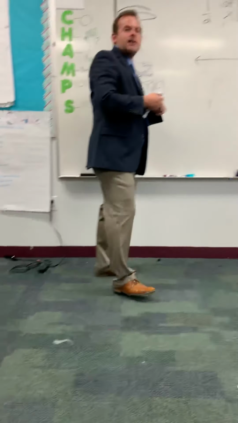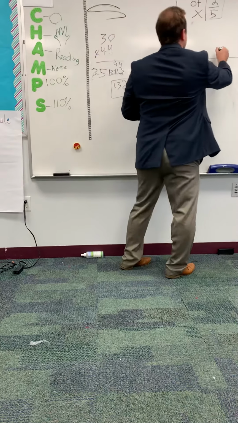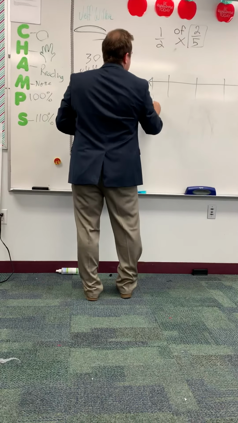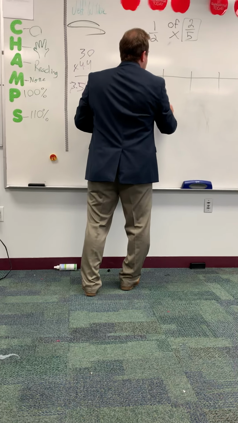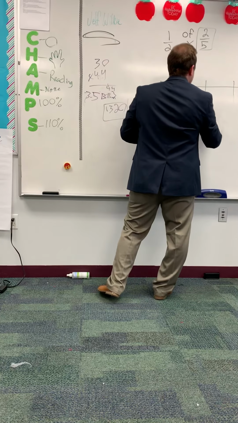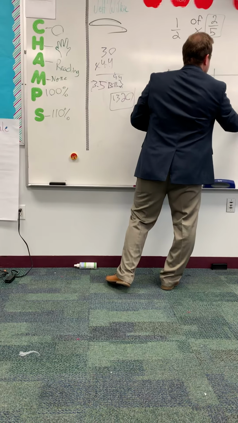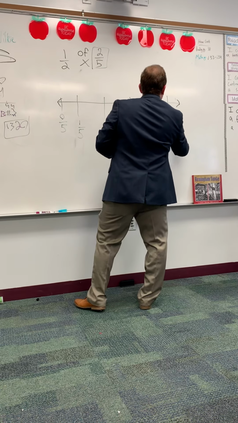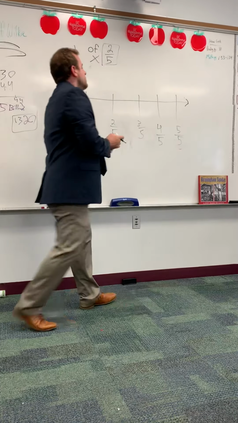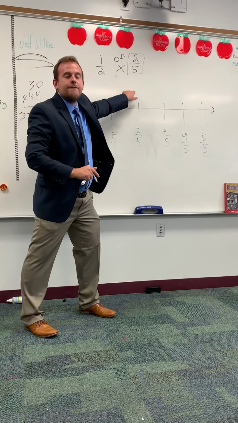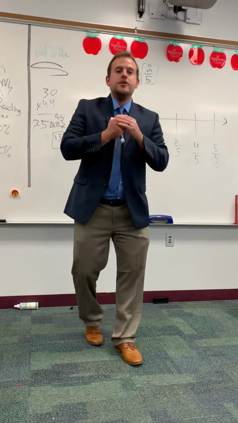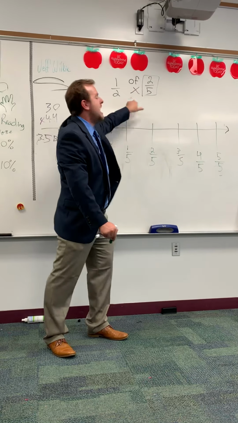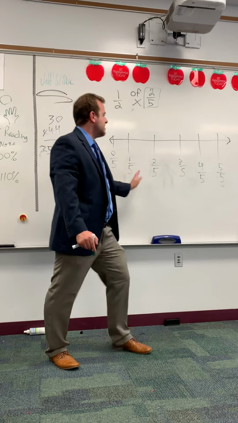So let's break it down. There's 1/5, 2/5, 3/5, 4/5, 5/5. So we're going to start with 0/5, 1/5, 2/5, 3/5, 4/5, and 5/5. All right? So we broke it down into fifths because that's the second fraction. That's the first rule you got to follow. You break the number line into the denominator of the second fraction. So 1/2 times 2/5, you break it into 0/5 all the way to 5/5.